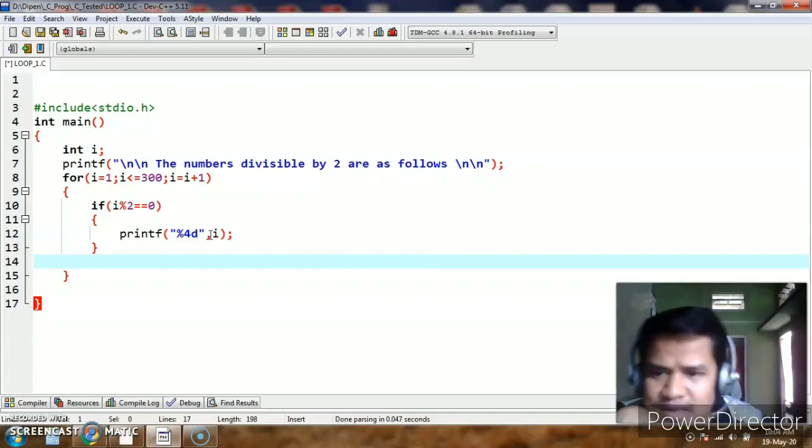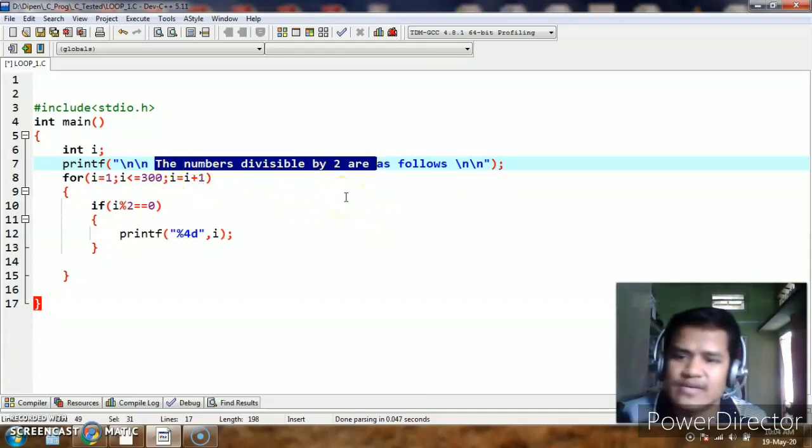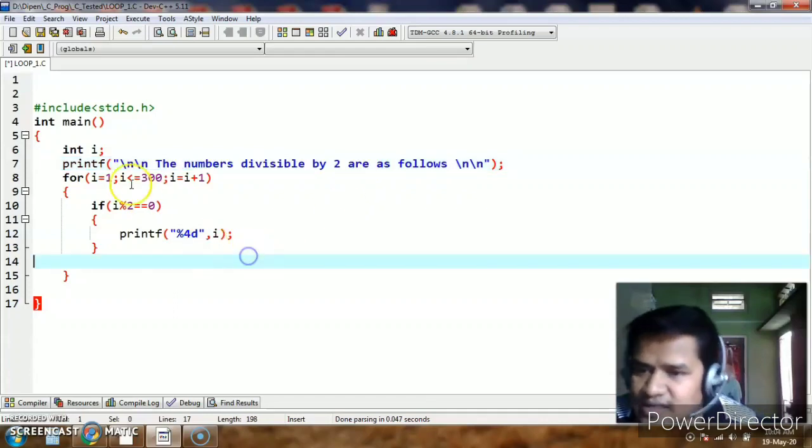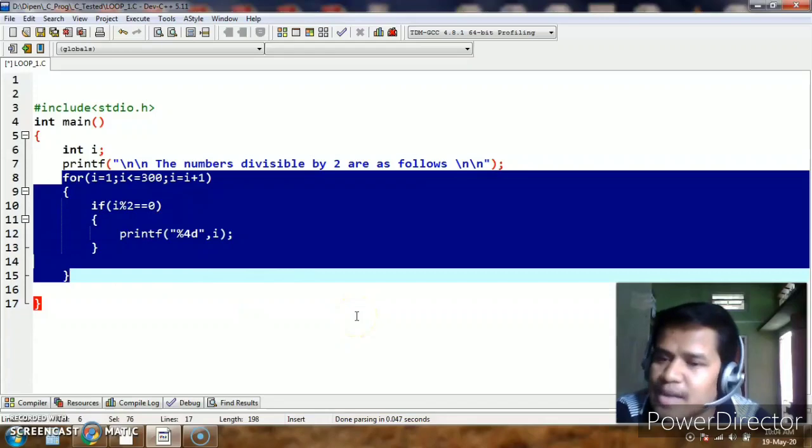That means the numbers divisible by 2. A similar sentence we can write: the even numbers up to 300. Positive even numbers up to 300 are as follows. We can write like that also. So this is the power of a loop in a computer program.